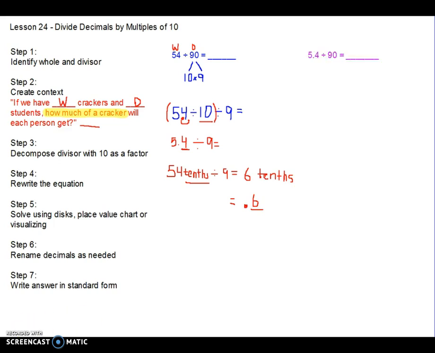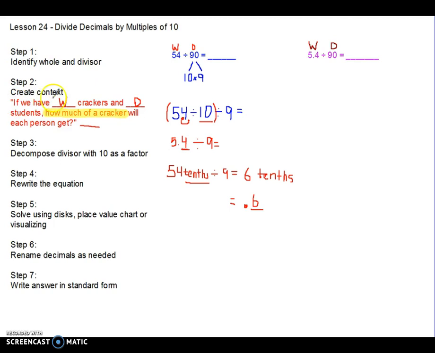All right, let's try one more problem. We have 5.4 divided by 90, or 5 4/10 divided by 90. And you notice here that we're getting into a decimal inside of our division problem. Step 1, we always want to identify our whole and our divisor. Our whole here is 5.4, and our divisor is 90. And then we need to set our context.